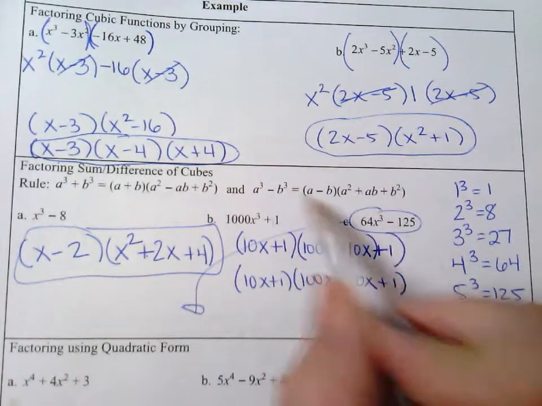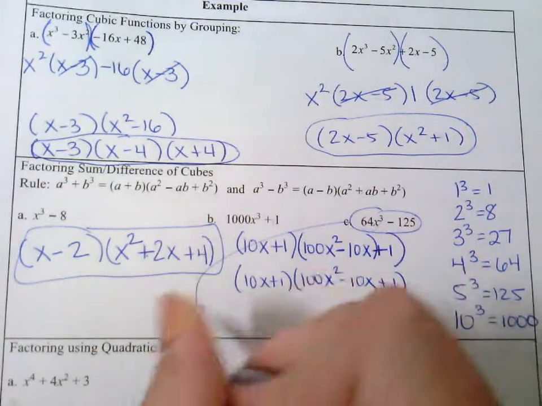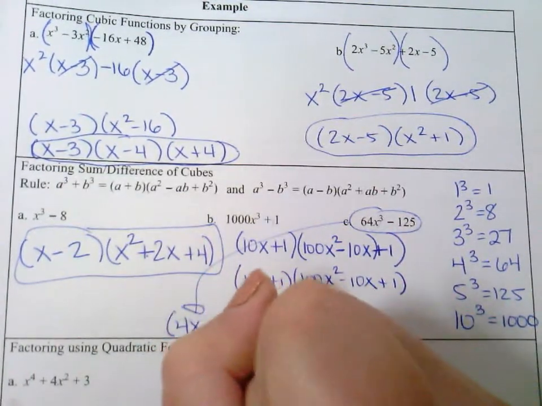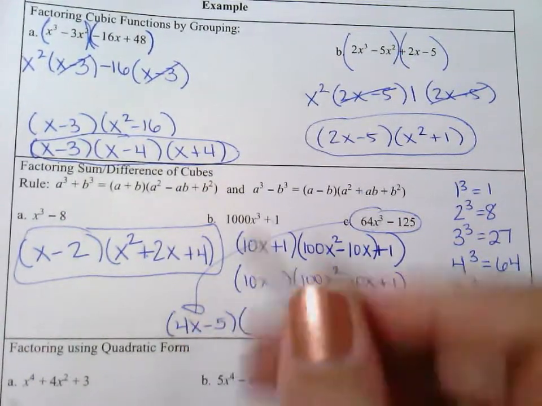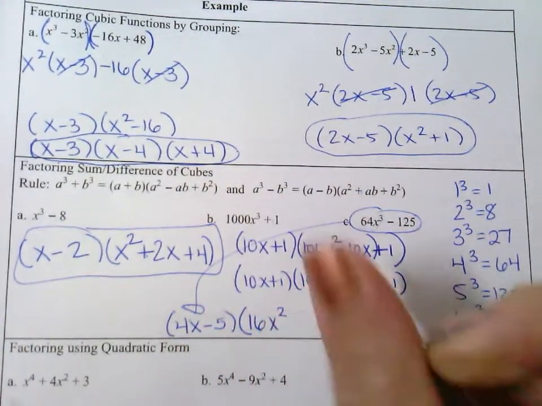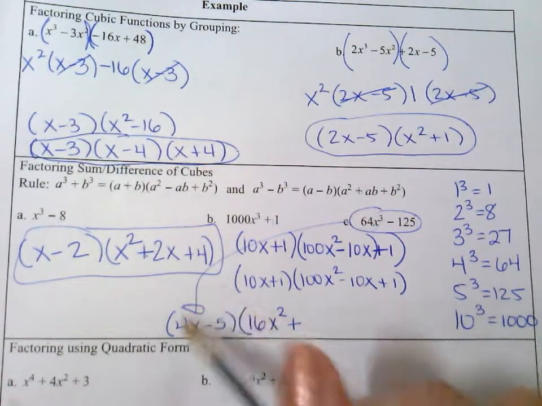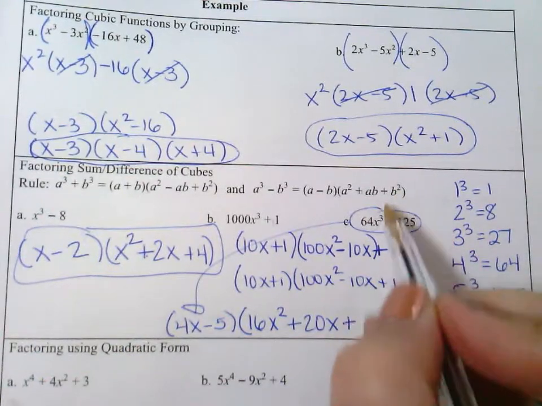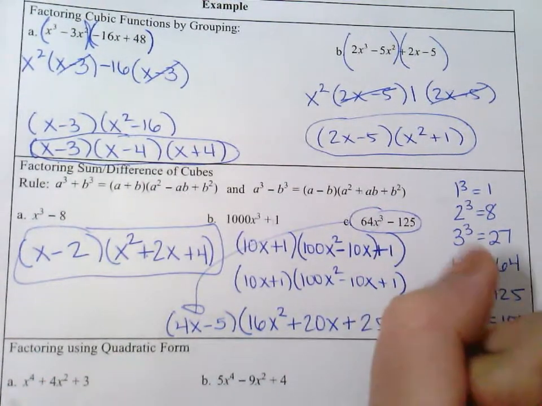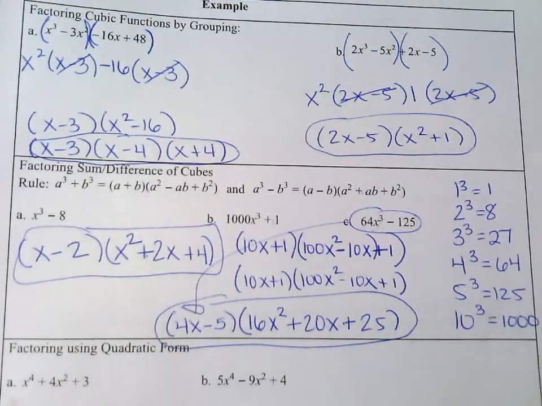So take the cube root, you'd get 4x. Take the cube root, you'd get 5. So 4x minus 5. And then I'm going to do 4x times 4x, 16x squared. It says to put a plus sign. 4x times 5 is 20x. It says put a plus sign. And 5 squared is 25. So there's my last one that's factored.